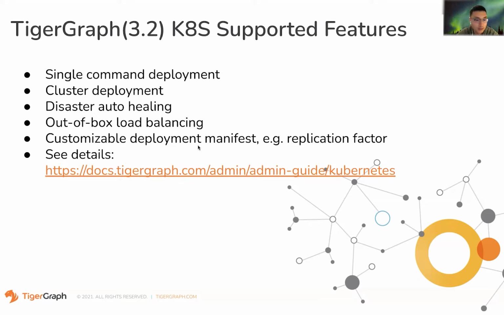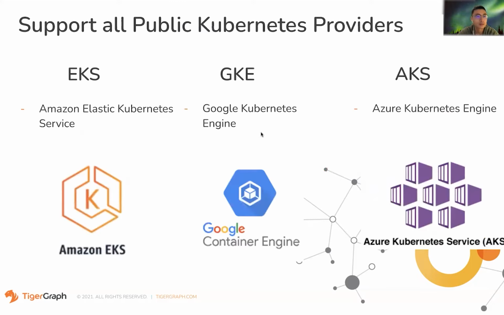You can see the actual details of how to run TigerGraph on Kubernetes in the link below. The support for Kubernetes works for all three major cloud vendors: EKS from Amazon, GKE from Google Cloud, and AKS from Microsoft Azure. These different cloud vendors can be specified when you're setting up your Kubernetes manifest.